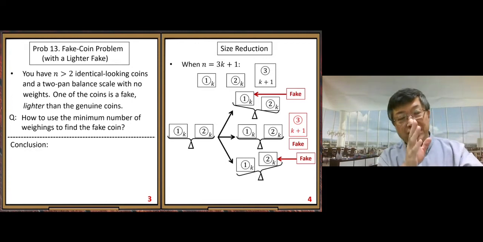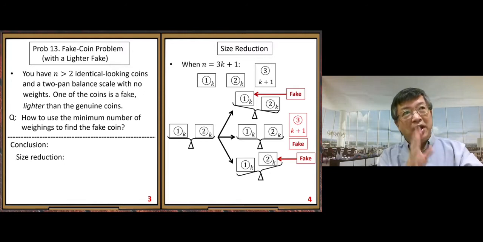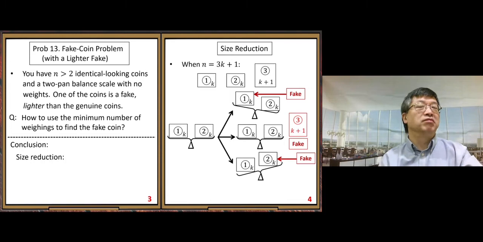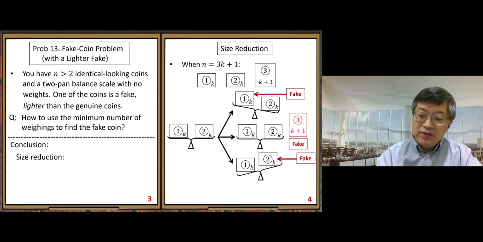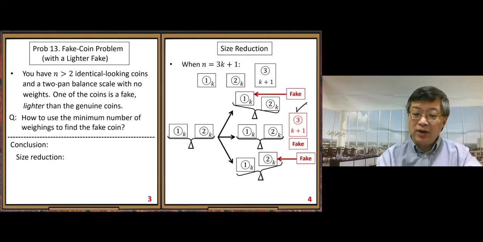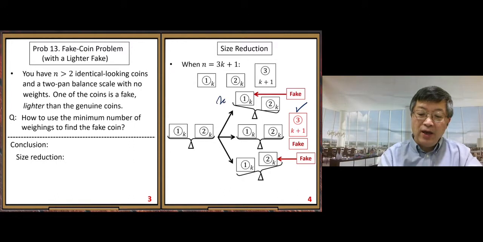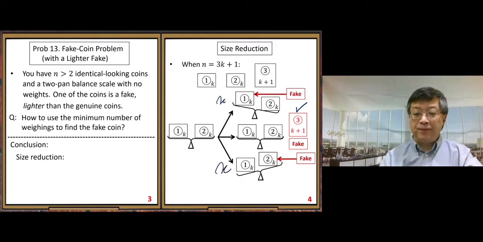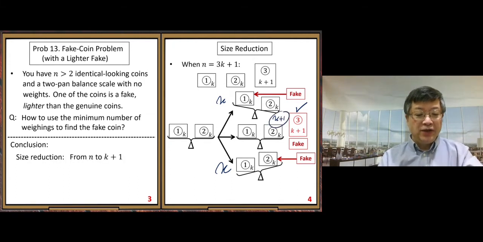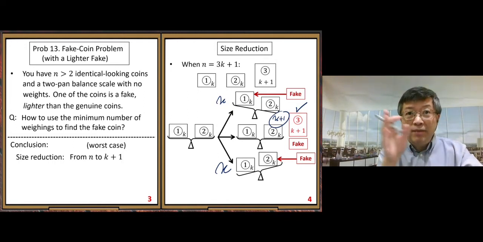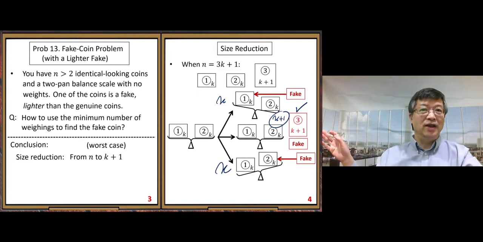Now you can see what the conclusion is for size reduction. How do we describe it? For this case, 3k plus 1 to k plus 1. For these cases, 3k plus 1 to k, and also k here. So you can see for the worst case, from n to k plus 1. That's the worst case, from n to k plus 1.